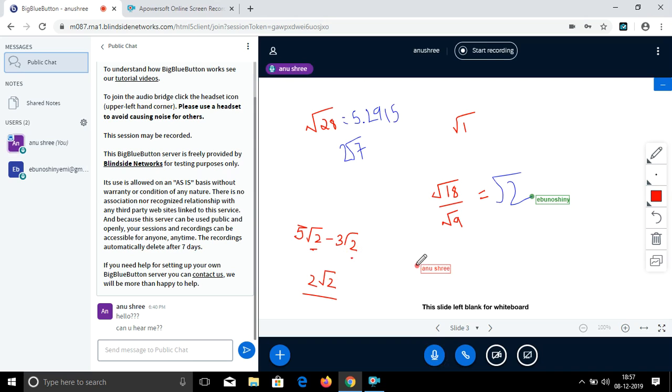Like if this is 8 root 3 plus 6 root 3. Tell me what's the answer. For this one. Okay.